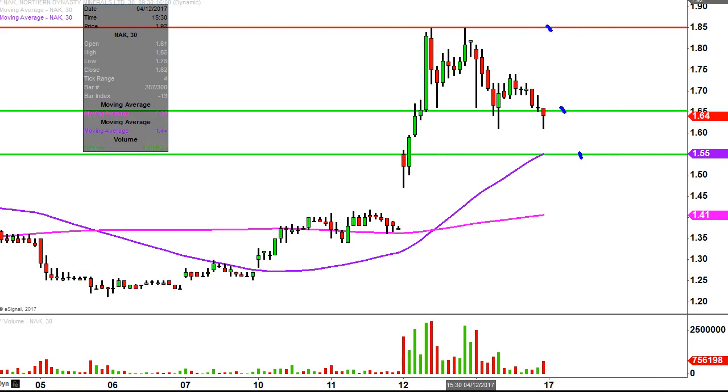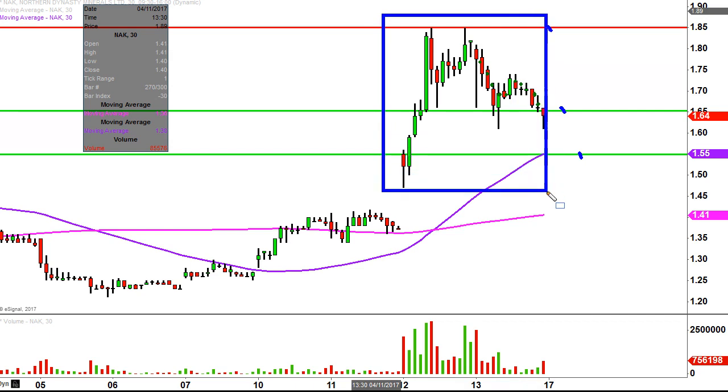And if you don't know what 30-minute means, all that means is instead of each one of these candlesticks representing 1 day's worth of price action, which is what you would normally see, each one represents 30 minutes. So this may look like a few weeks worth of time here. It's actually just the past 2 days broken down into those 30-minute time slices.